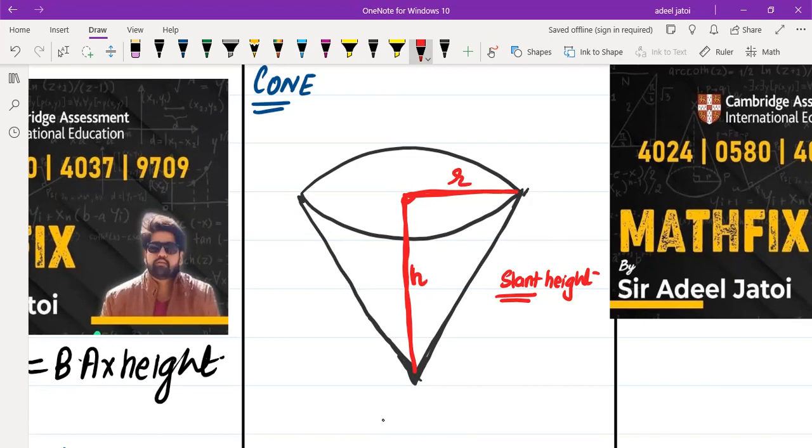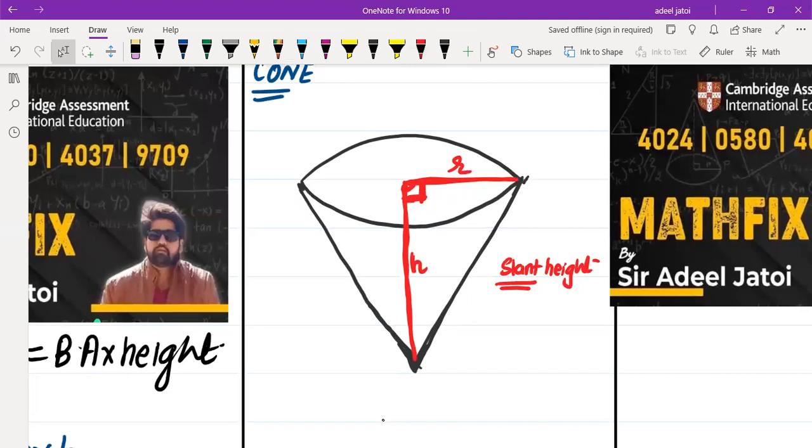When you meet your horizontal line and the vertical line, it will create a right angle triangle. So inside the cone, there's always a right angle triangle. So that particularly means that this becomes opposite to 90 degree. So this is your hypotenuse. This becomes perpendicular, and this becomes adjacent or base.